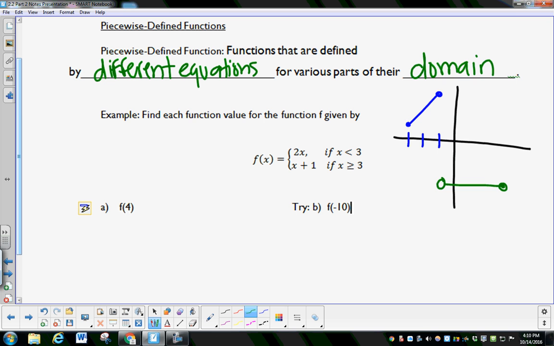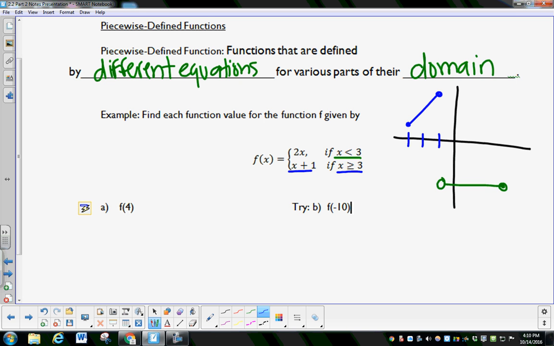So for example, we're going to find the function value for the function f given by f of x equals, and you can see the two lines here. There's 2x and x plus 1. The equation is 2x when x is less than 3. And the equation is x plus 1 when x is greater than or equal to 3.